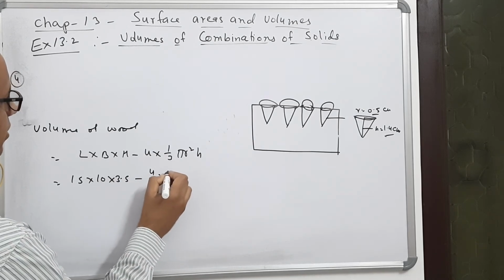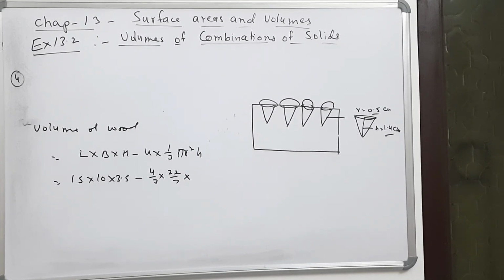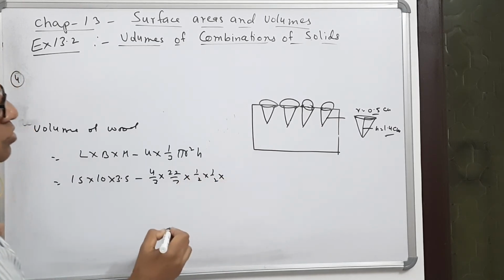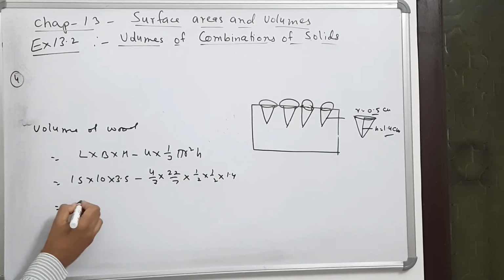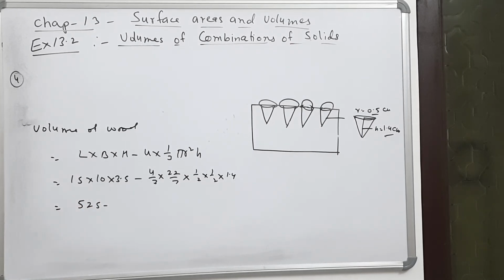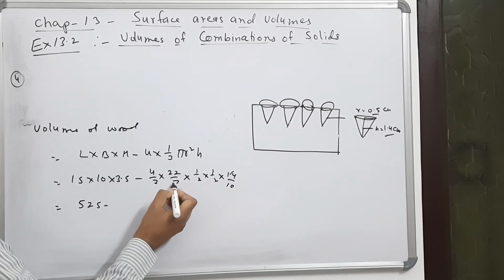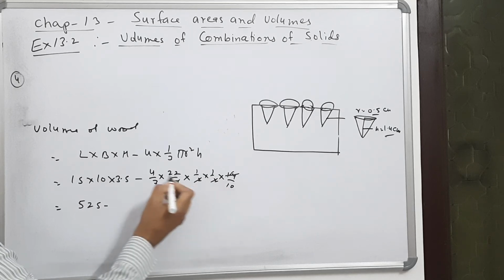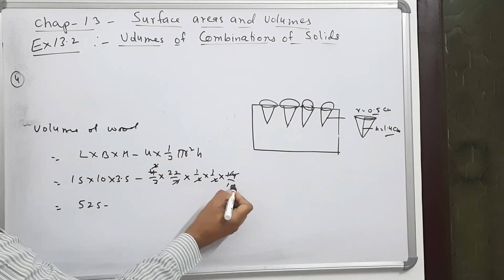And 4 by 3, 22 upon 7. The radius is 0.5 centimeter, so 1 by 2, and the height is 1.4. That is the height of this part. So if you multiply, it is 525 minus, see the remaining part, if you write upon, then 7 and 2, it will be 14, and this 2 and this 2. And if you cancel it by this, it is 5.